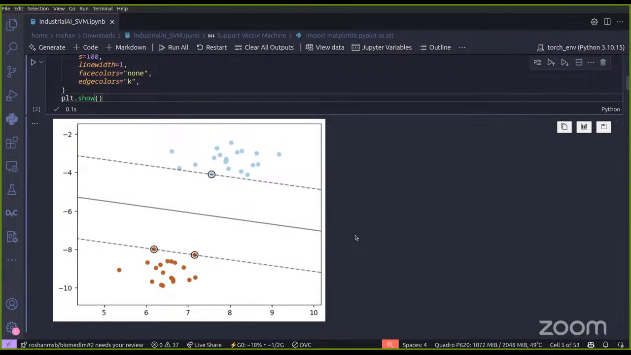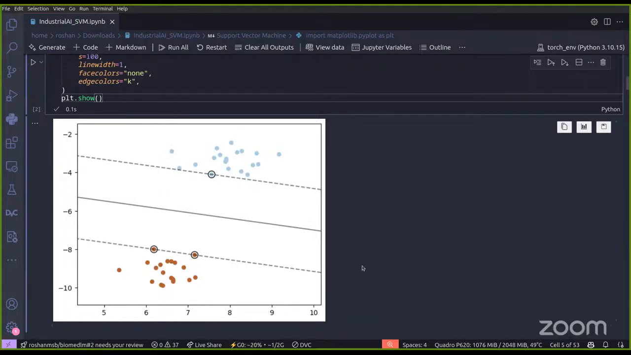You don't need to worry about how the line is found. There is some optimization involved. We won't go into the details of that, but this is the basic concept. You have to find a line that can separate these two classes. That's the ultimate goal here. And make sure that this distance is the maximum. If I draw a line here, the distance from this point to this line will increase, but this one is lesser. You don't want that. You want it to be equal on both sides.